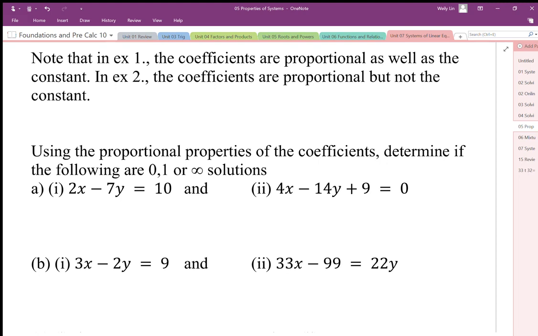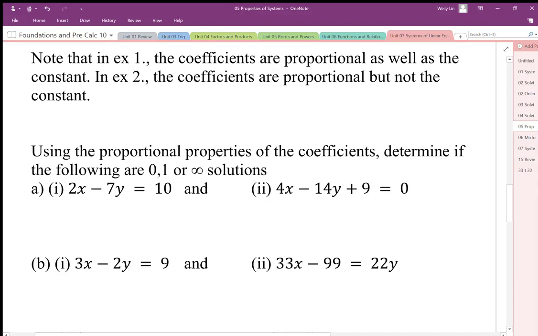Using these properties then, in example 1 and example 2, the coefficients are all proportional, as well as the constant. In example 2, the coefficients are proportional but not the constant. So the first one is infinite solutions, the second is no solution. So we're going to determine whether we have 0, 1, or infinite solutions.